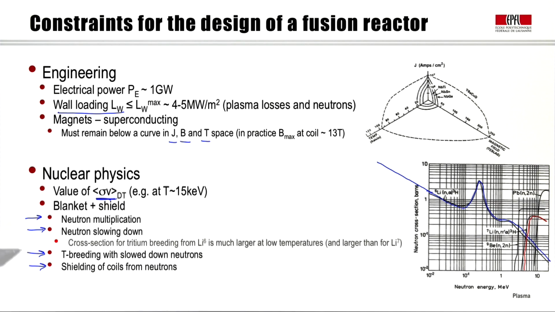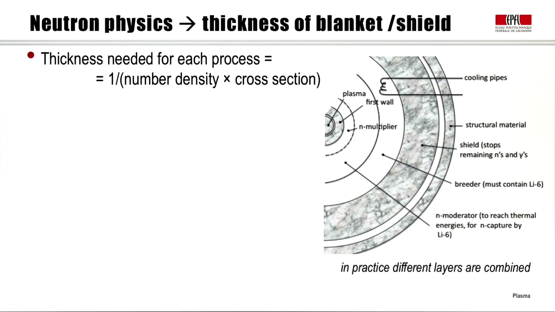So these are the 4 jobs that the blanket and shield elements need to perform. Let's look at them one by one, and also in a quantitative way, to evaluate the thickness that we need for each process. Here again I put the schematic view of the blanket and shield. The different layers that do the different tasks are indicated, but I'd like to underline that in practice, of course, in an engineering design for actual reactors, the different layers will be combined.